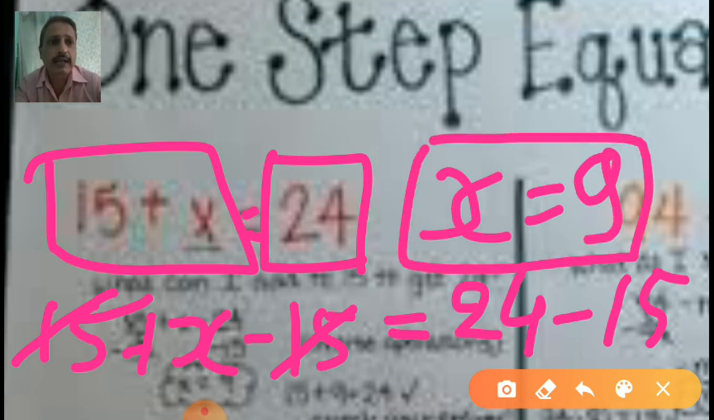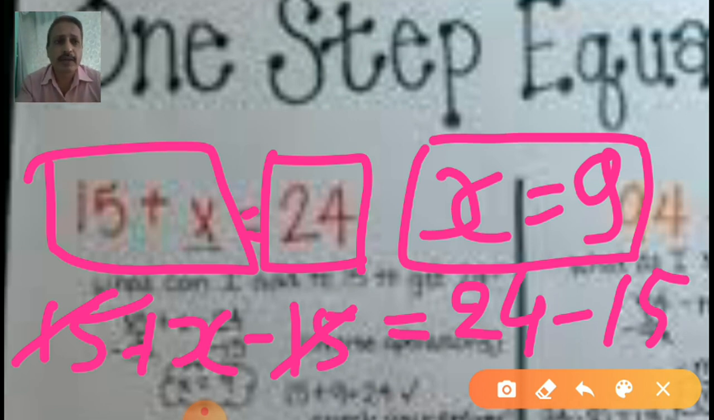When x is equal to 9, then and only then is the linear equation 15 plus x is equal to 24 possible. This is the first method to find the solution: put the same value on either side. Okay, now the second method. It's a very easy method and we will follow it next year also, in SSC also.